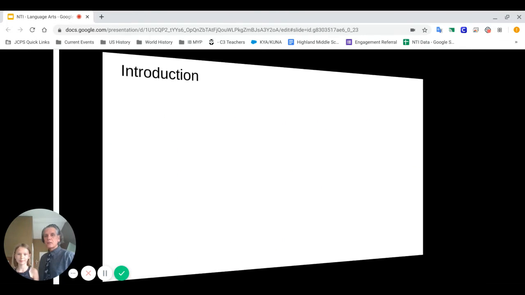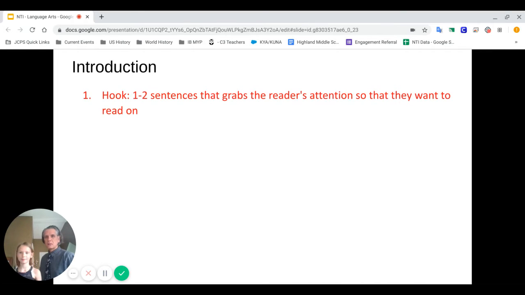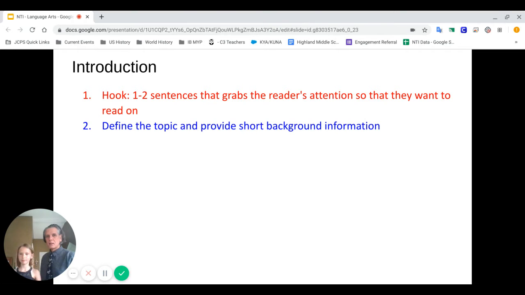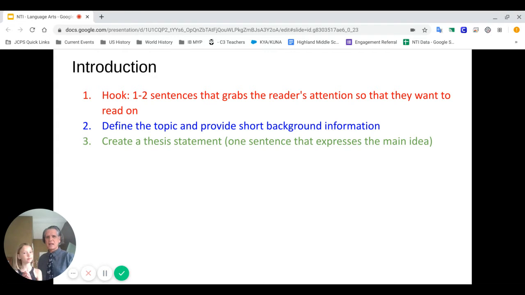All right. So for your introduction, what's a hook, Ingrid? One or two sentences that grab the reader's attention so they want to read on. That makes sense. So then you're going to define the topic, provide a little background information. And Ingrid, what's a thesis statement?